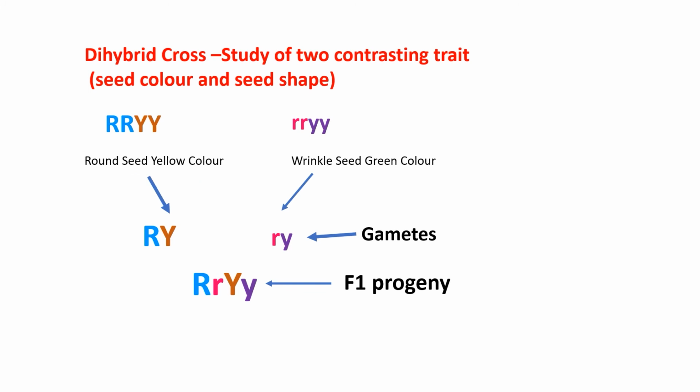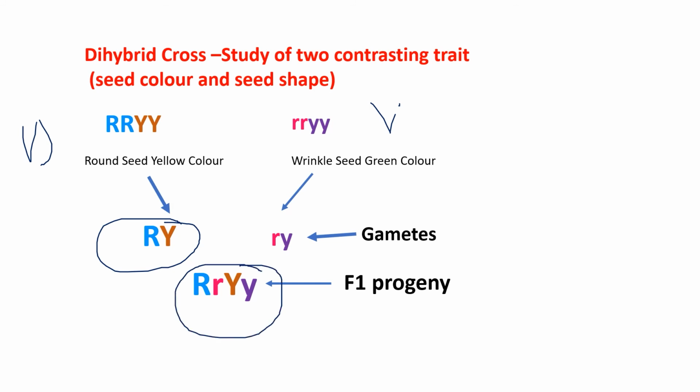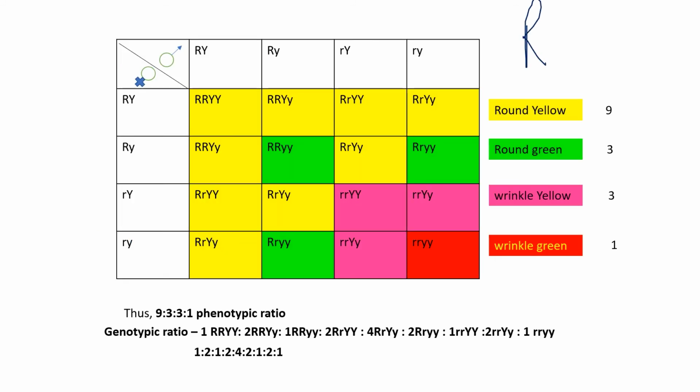Dihybrid cross, study of two contrasting traits. Here seed color and seed shape. So this is the dominant one. This is the recessive one. The dominant is round seed in yellow color, and wrinkled seed in green color is the recessive. Both are homozygous. You see only one capital R came in the male gamete and one capital Y came, and from this one small r and one small y, and the F1 progeny is capital R small r capital Y small y. Understood? So we will write the F1 progeny here, capital R small r capital Y small y.